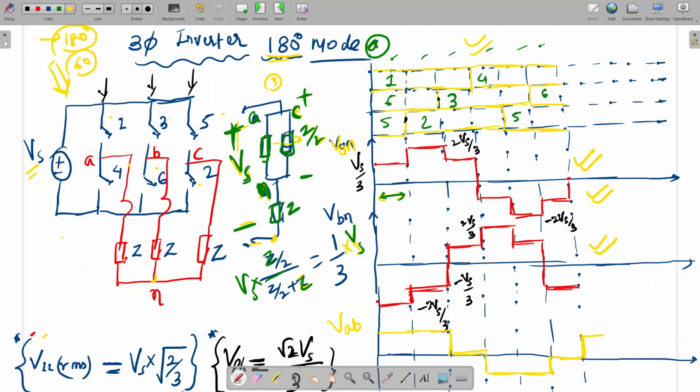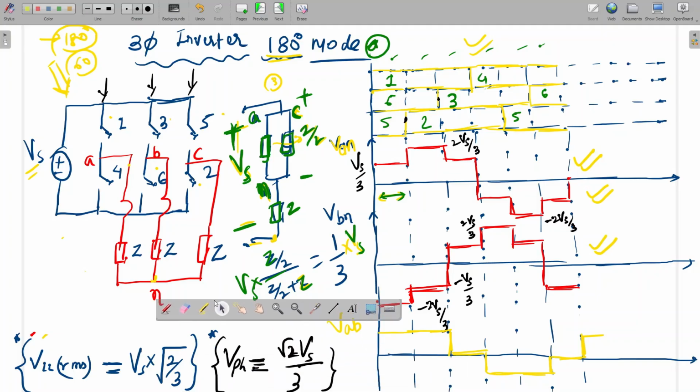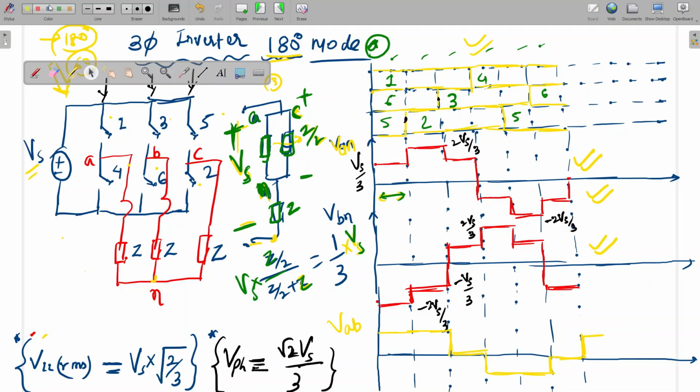And what will be the line voltage? Line voltage means phase A minus phase B. So here I have plotted the line voltage. See, if we subtract this one minus this one, here Vs by 3 and here minus 2 Vs by 3. So Vs by 3 minus 2 Vs by 3, how much? That will be Vs. Is it clear? This is the line voltage. Is it clear to all?